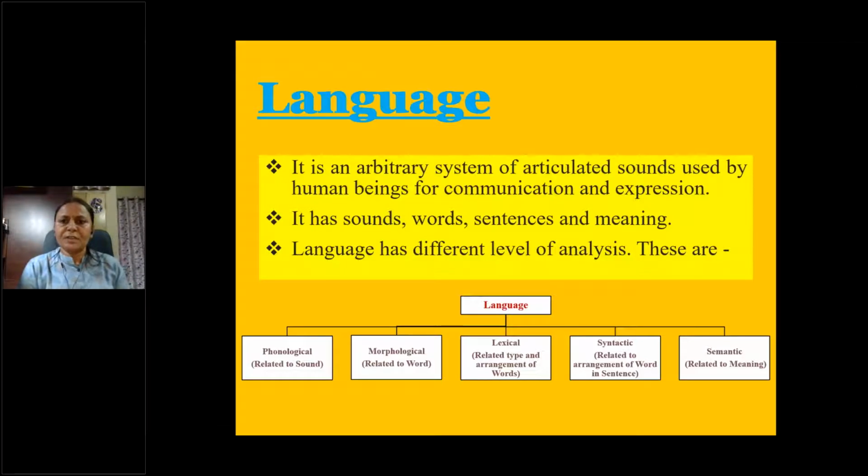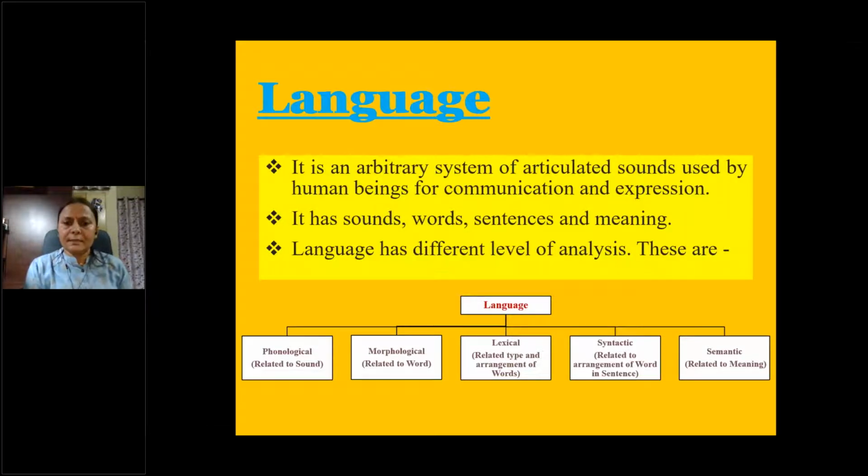So each language has that spoken aspect also. So that should be definitely worked upon so that the communication can effectively happen. Then the second level is morphological, that is related to word. So each and every language has its own list of words. So when we are using a particular language, we are definitely supposed to use the words of that language only. So that also one has to exercise about.